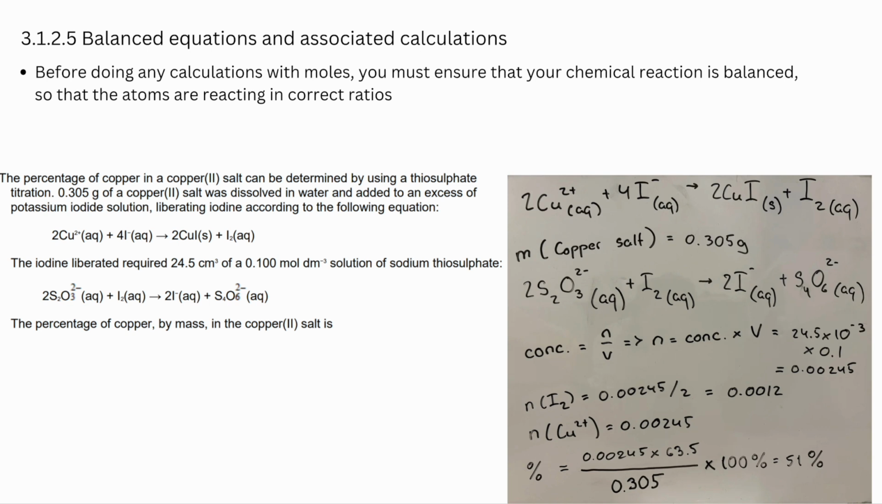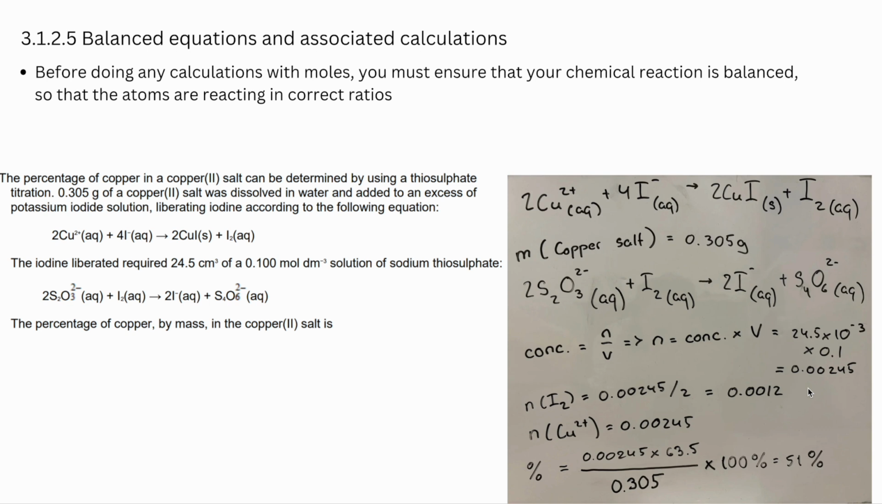Since we know that the produced iodine was titrated against the sodium thiosulfate solution, we can calculate the moles of iodine from that reaction. We know that the titration required 24.5 cm cubed of 0.1 mole per decimeter cubed solution of sodium thiosulfate. We can use this equation to calculate the moles of thiosulfate. First, we convert centimeter cubed to decimeter cubed by dividing 24.5 by 1000. Then we multiply it by the concentration, 0.1, to get the number of moles, 0.00245. This is the number of moles of thiosulfate ions.